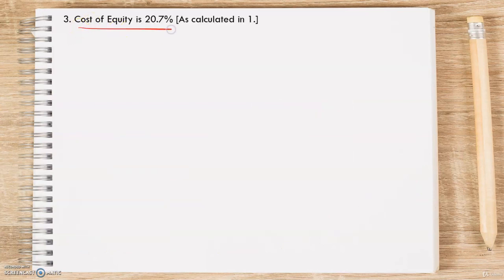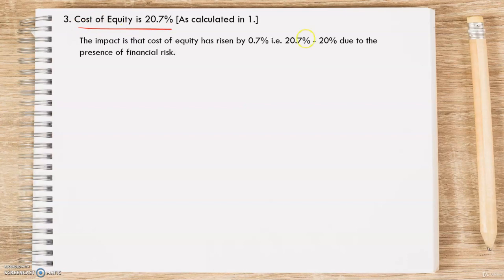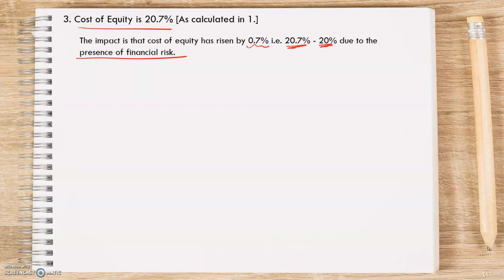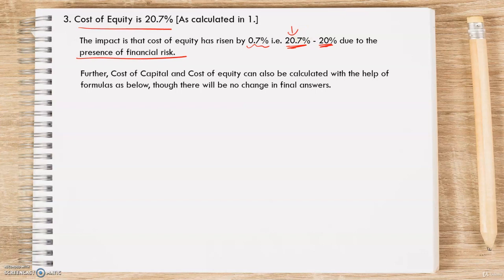And what happened to cost of equity? It actually increased to 20.7. Earlier it was only 20%, now it is 20.7%, so a 0.7% increase. And why has this happened? This has happened because of the presence of financial risk. So we calculated the cost of equity and the overall cost of capital through a tabular method and a formula method. We can also find them in an alternative way.